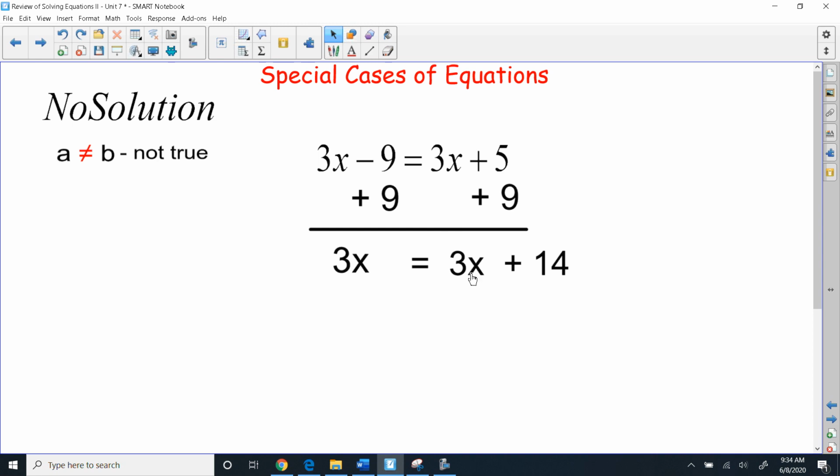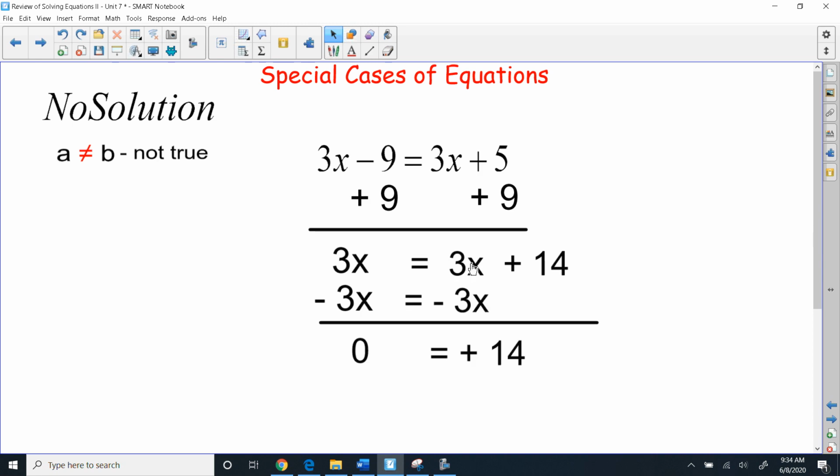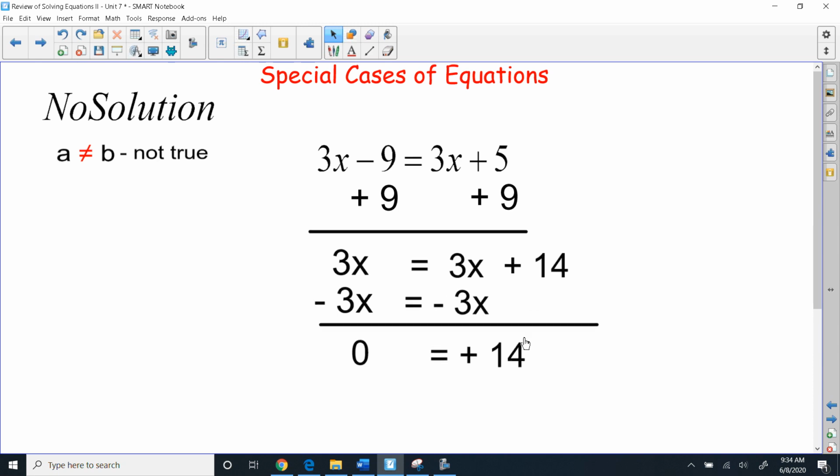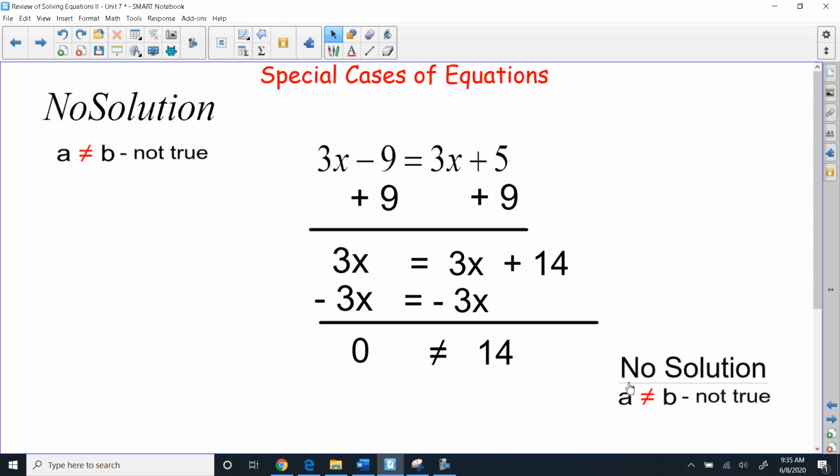Now we got to get the variable 3x to the left side. So what's the opposite of 3x? Minus 3x. So we're going to minus 3x from both sides. That way the minus 3x will cancel out on this side, leaving us with plus 14. And if you notice on this side, 3x minus 3x is 0. So 0 does not equal 14. So that's not true. So what's going on? It's no solution. It's not a true statement. That's what we mean by no solution.